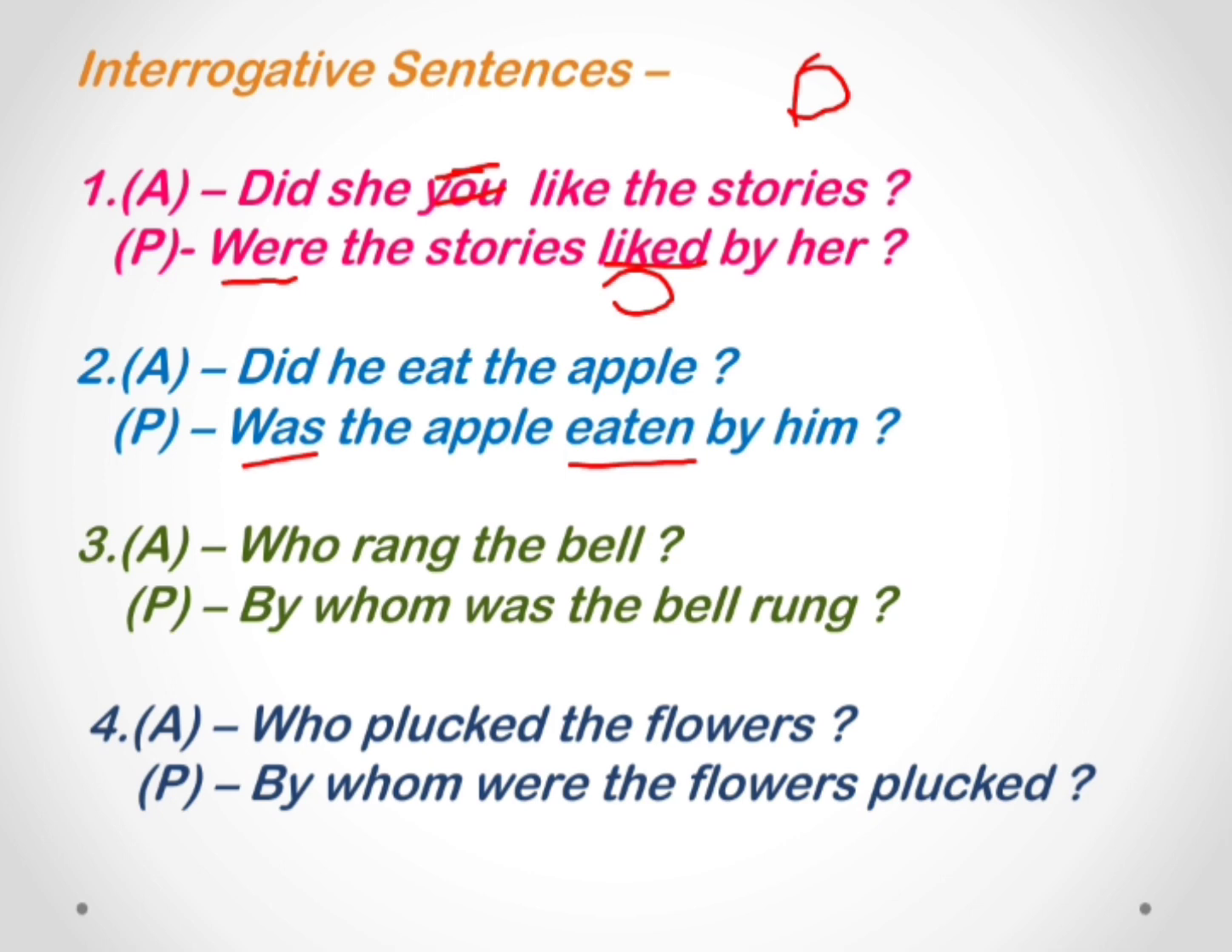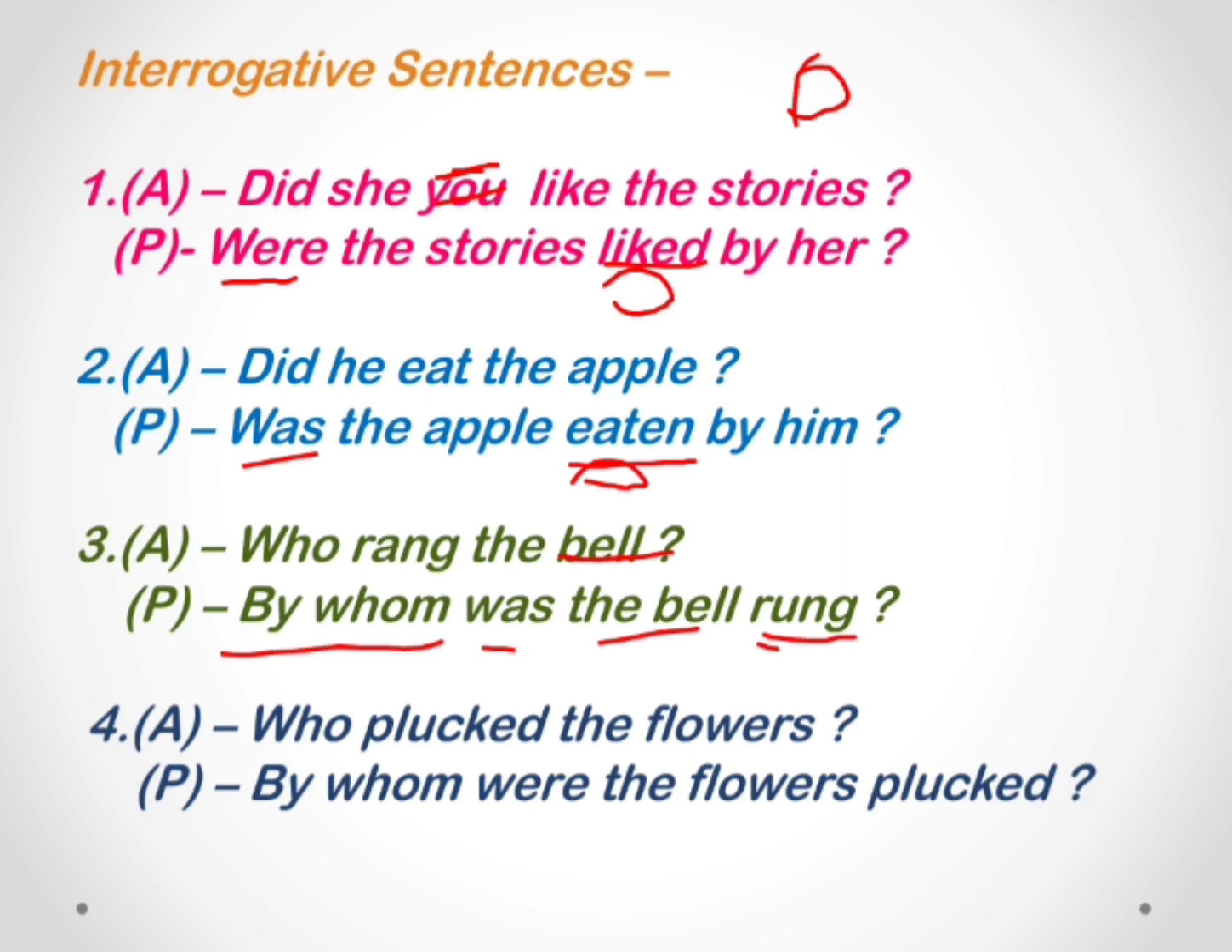Next sentence. Who rang the bell? Now, the bell is the object. Who in the active voice will change to by whom in the passive voice. So, bell is singular, so we use was. By whom was the bell? The past participle of rang is rung. By whom was the bell rung?